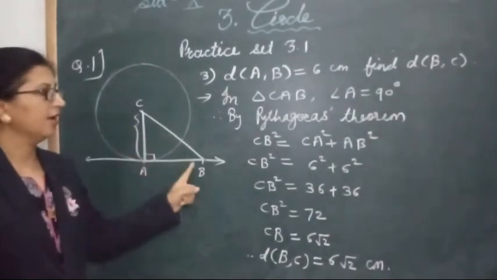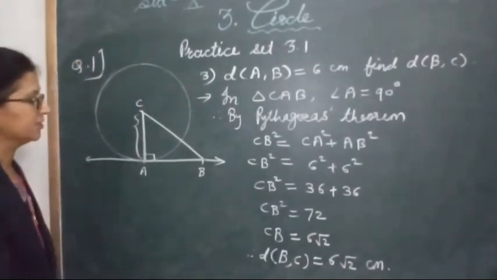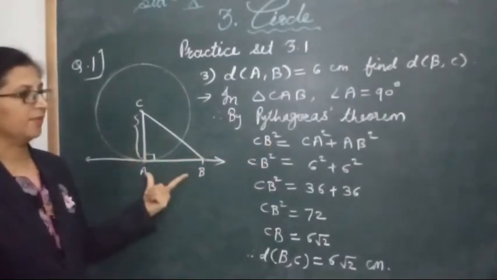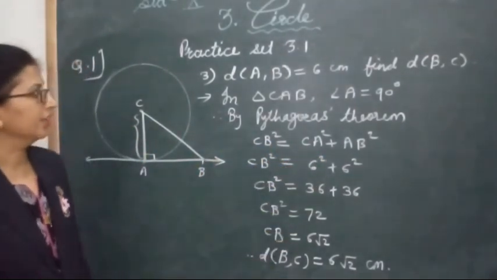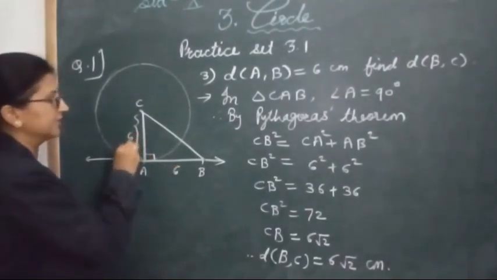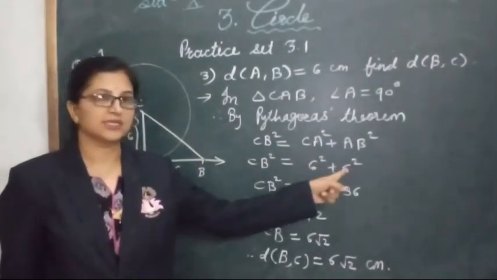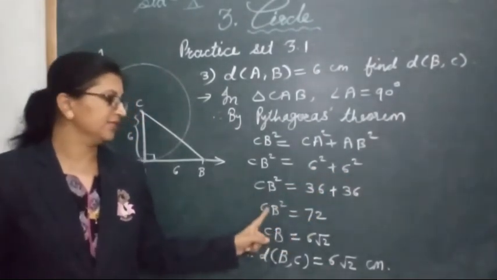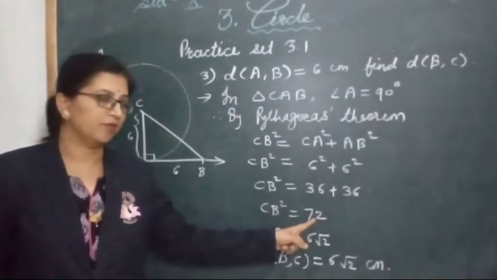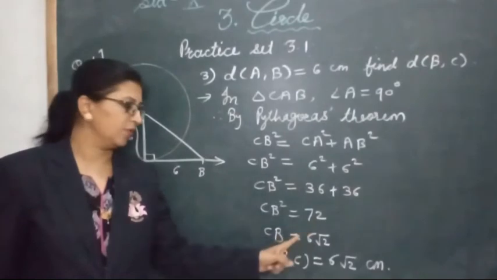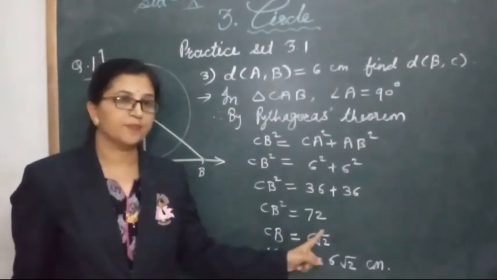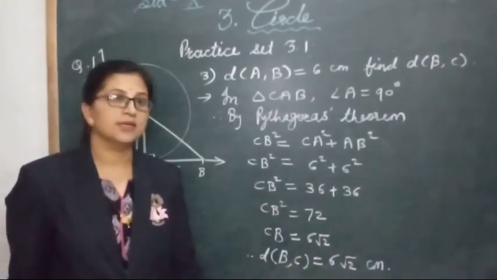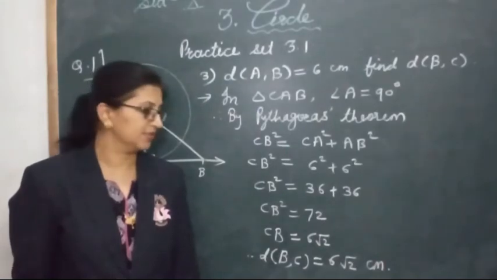So here we can apply the Pythagoras theorem. By the Pythagoras theorem, CB is the hypotenuse. So CB square is equal to CA square plus AB square. Now AB is given as 6 and the radius is given as 6. So 6 square plus 6 square, that is 36 plus 36, that is 72. So we got CB square as 72. But we have to find CB, so let's take the square root on both sides. So CB is equal to 6 root 2. So we can say that the distance between point B and C is 6 root 2 centimeter.